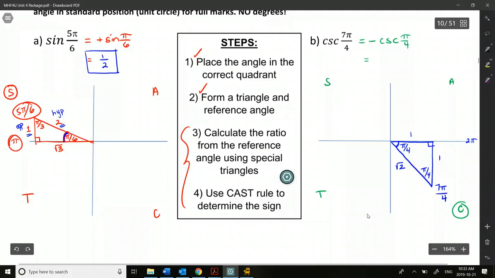Because cosecant is the reciprocal of sine, if sine is opposite over hypotenuse, cosecant is hypotenuse over opposite. So based on this interior angle here, this is hypotenuse, and this one is opposite. So this one is negative hypotenuse, which is root 2, over opposite. This simplifies to negative root 2.